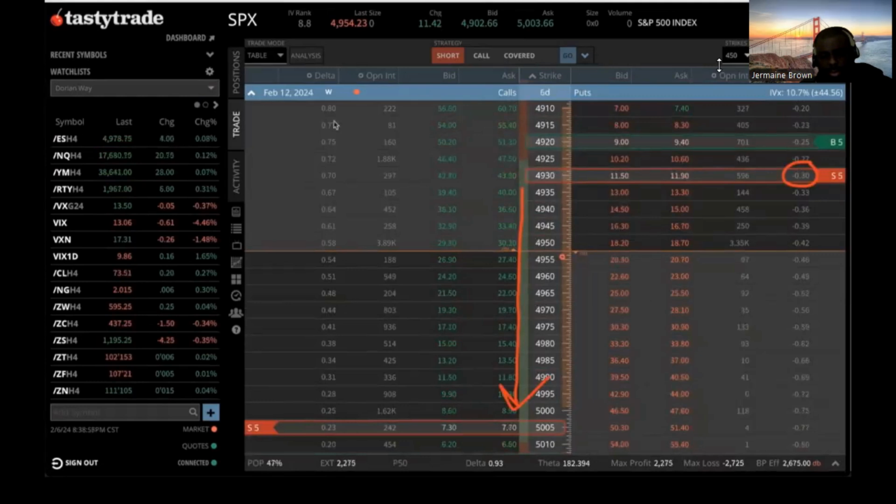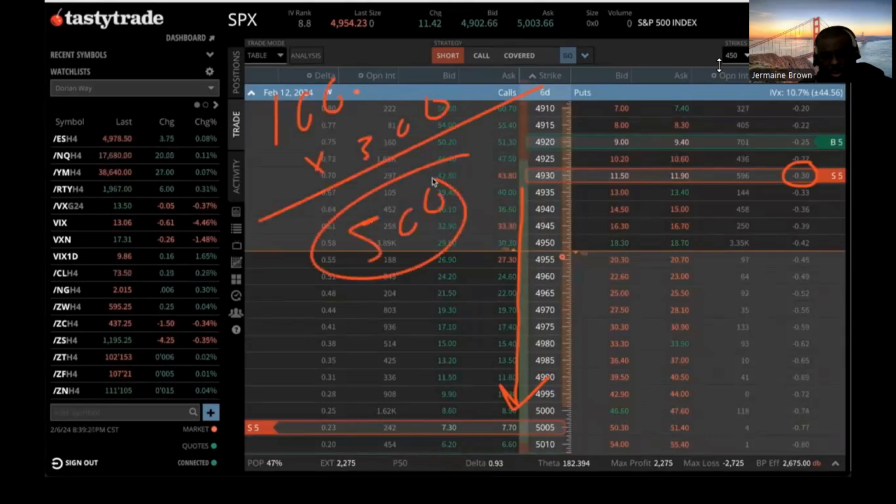So a big loss, in my opinion, if you started off with $100, a big loss would be something like anything over 500. But the ideal type of loss would be no more than 3 times the credit you receive. So that'd be 300. So anything over 500 would be a big loss in this example, and you do not want that. You want to avoid that.